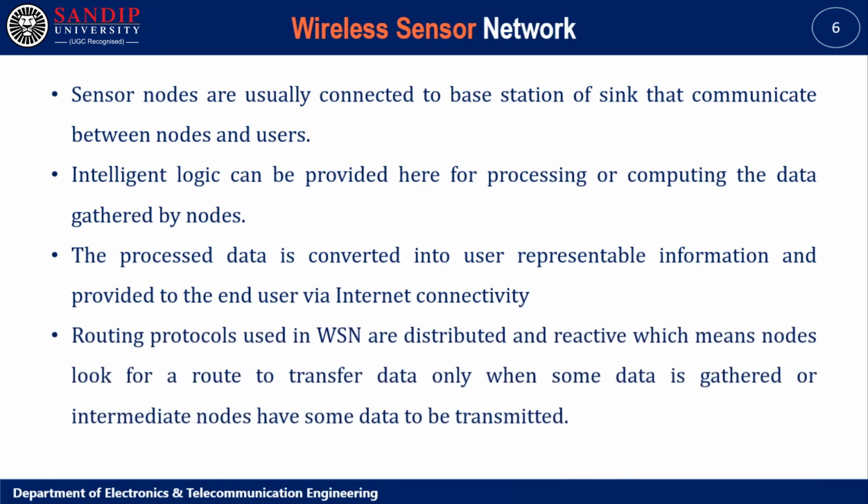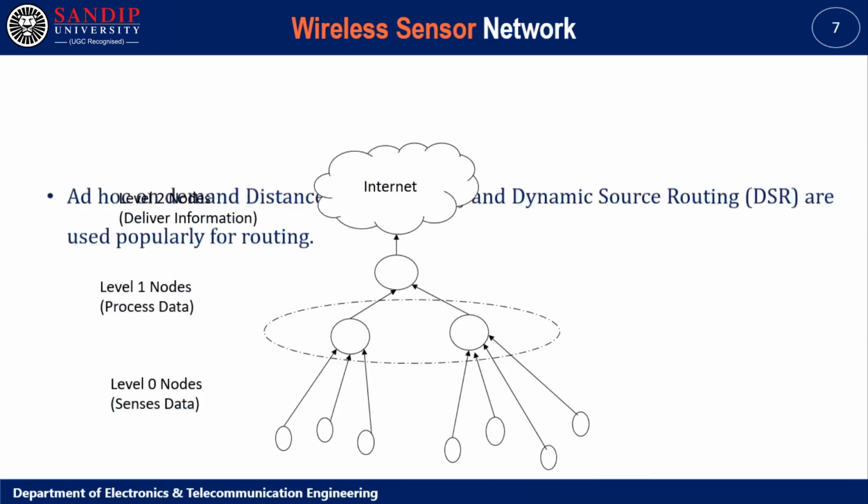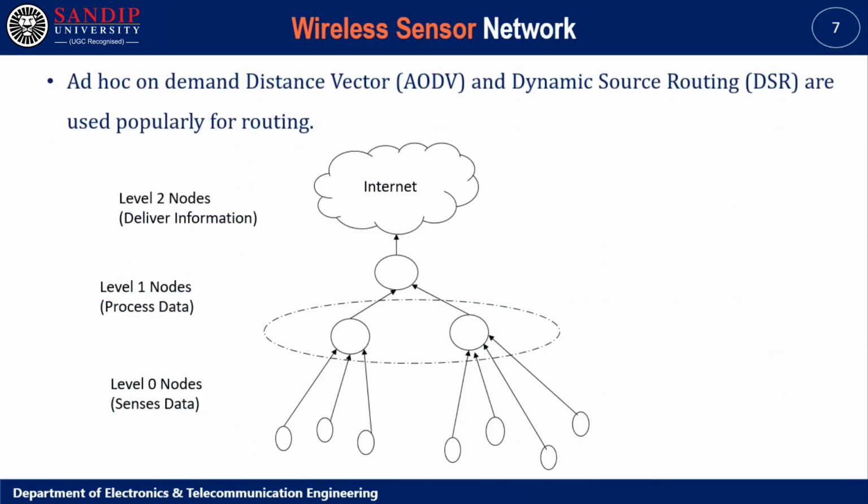Routing protocols used in WSN are distributed and reactive, which means nodes look for a route to transfer data only when some data is gathered or intermediate nodes have some data to be transmitted. Ad hoc on-demand distance vector, that is AODV, and dynamic source routing, that is DSR, are popularly used for routing. The figure shows the simple WSN architecture.